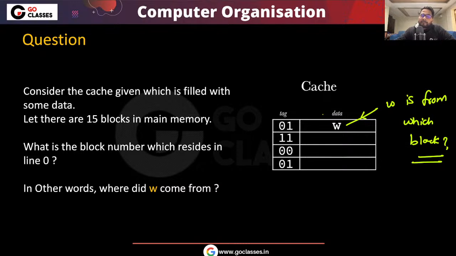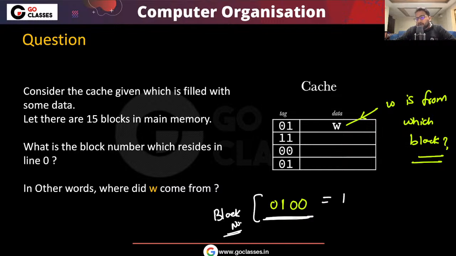How will I get it? If it is line number 0, then since there are 4 lines, it will be just 00. So basically 01 is the tag, and then 00 you can append. So it is actually coming from this particular block. This is the block number. This is 2 power 0, 2 power 1, 2 power 2, which means this is 4. Currently I am holding 4. This particular line is holding block number 4.